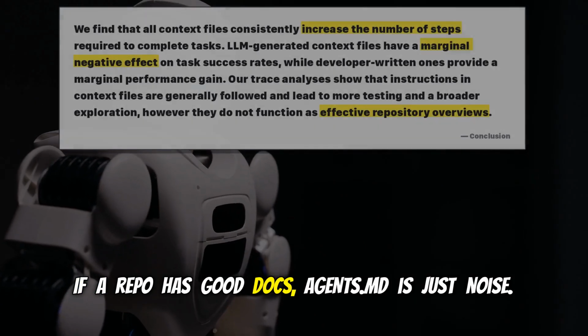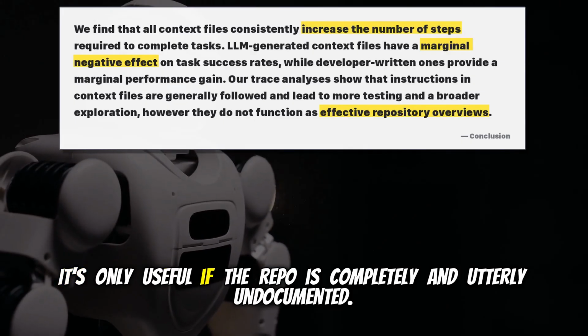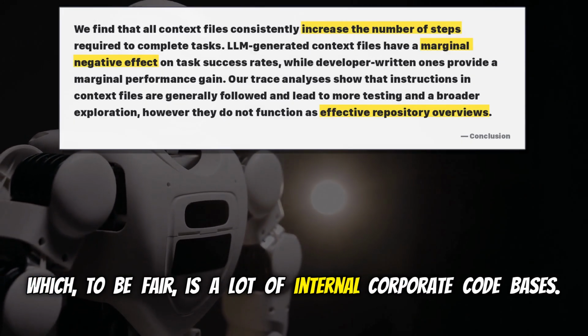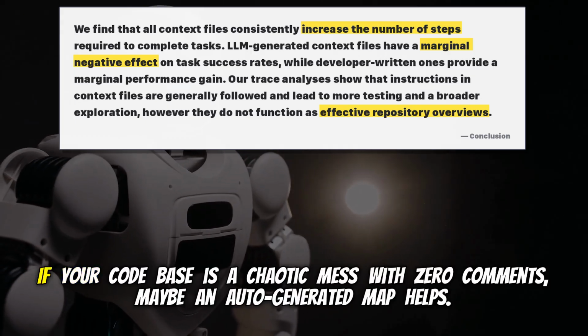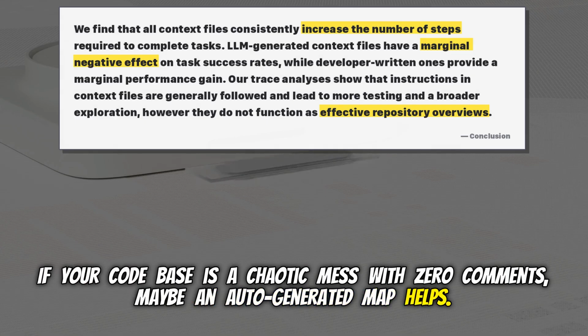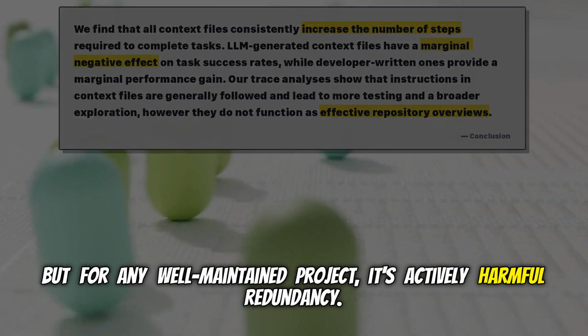If a repo has good docs, AGENTS.md is just noise. It's only useful if the repo is completely and utterly undocumented. Which, to be fair, is a lot of internal corporate code bases. Sure, if your code base is a chaotic mess with zero comments, maybe an auto-generated map helps. But for any well-maintained project, it's actively harmful redundancy.